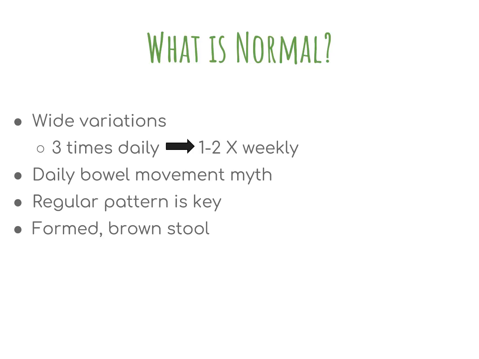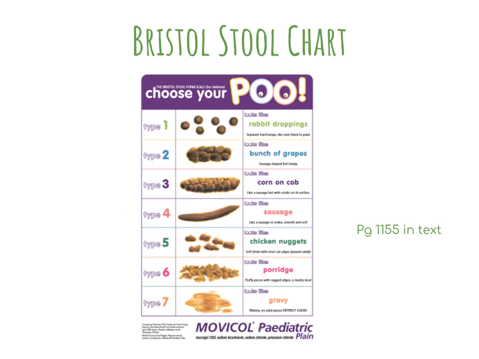What is normal? There's a wide variation of how frequent somebody passes bowels. It could be 3 times daily to 1 to 2 times a week. There's a daily bowel movement myth where everybody needs to go daily, but this may not be the case with some patients. But the key is a regular pattern and to ensure that bowels are formed and brown. You do not need to memorize this chart, but you should know the progression of stools.